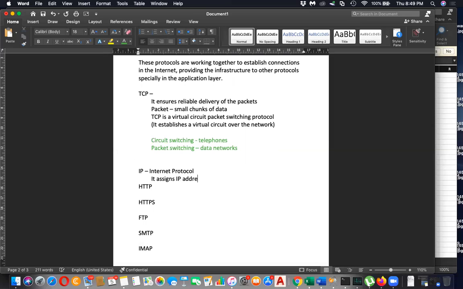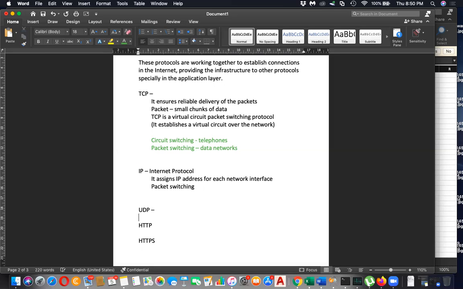IP address for each network interface. It will assign an IP address for each network interface. It has something called Internet Protocol address. And it does something called packet switching. Packet switching means what? It is the one responsible for generating these packets and then switching it using TCP, or sometimes there is an additional protocol called UDP.